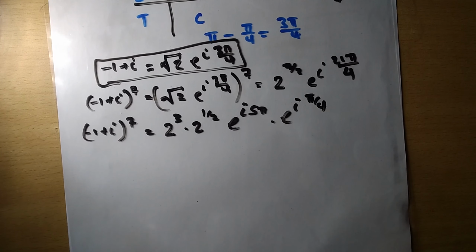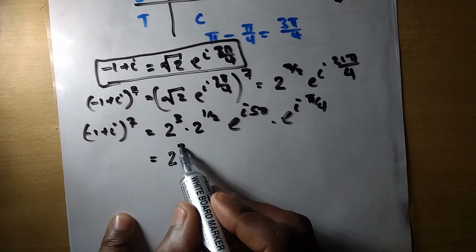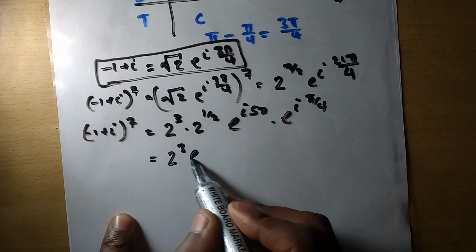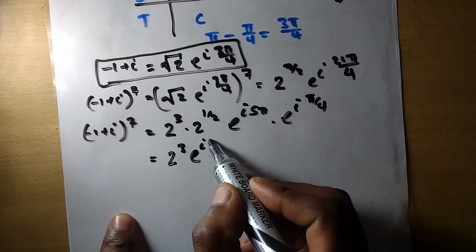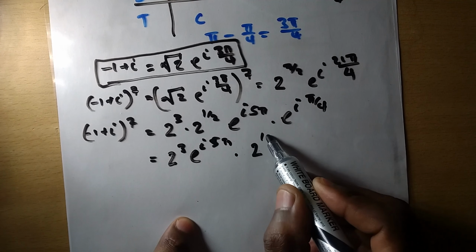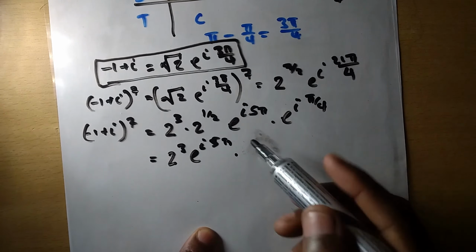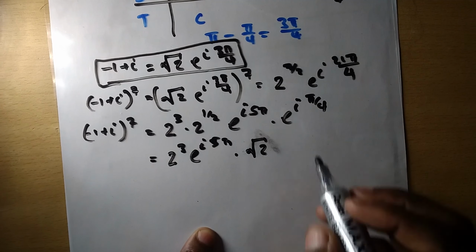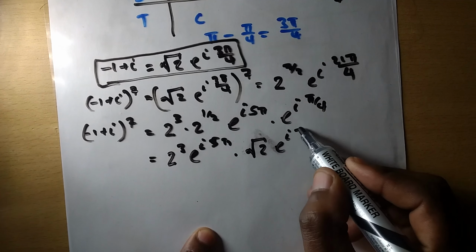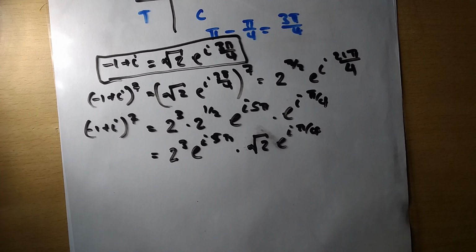If you can look at this, guys, we are going to write this as what? 2 to the 3 e to the I 5 pi multiplied by 2 to the half, which is just the square root of 2. Let me just write it as the square root of 2 e to the I pi over 4. Fair enough, guys.